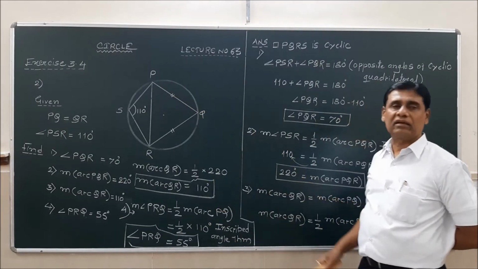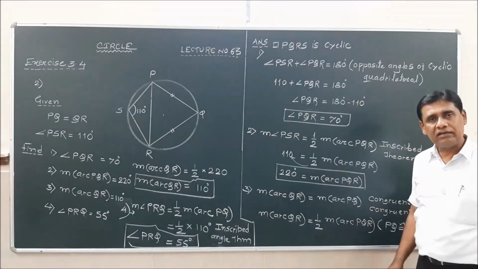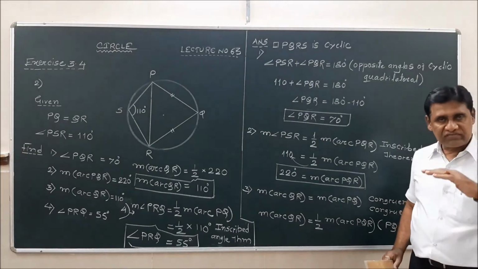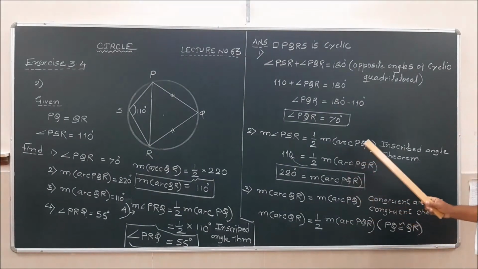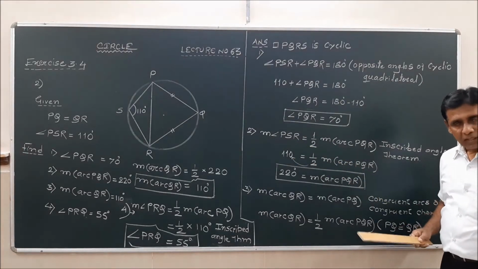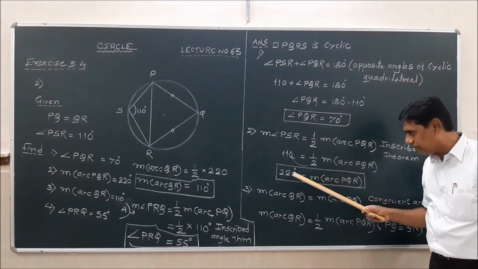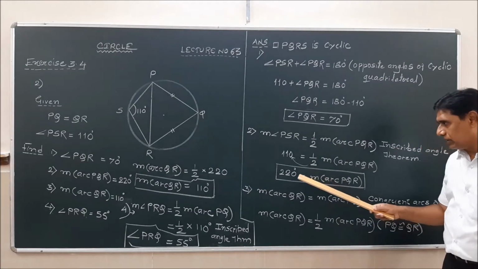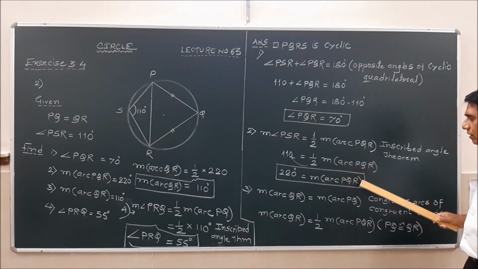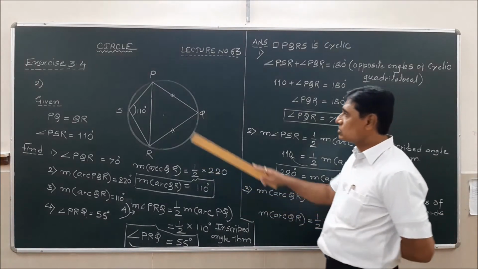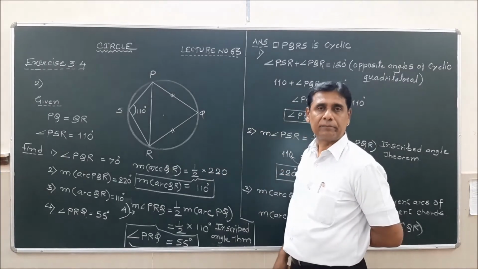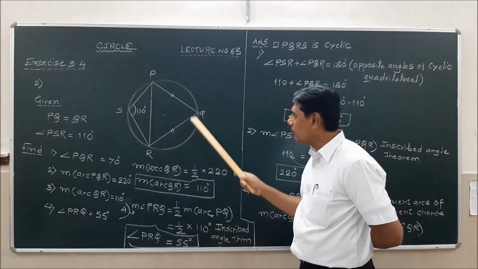Measure of inscribed angle is always equal to half the intersected arc. Intersected arc is always the arc which is facing the angle. So you will find value of PSR is given 110. If I transfer this 2 to the left hand side, I will get 110 into 2, that is 220. So therefore measure arc PQR is 220. So this whole arc is how much? 220.